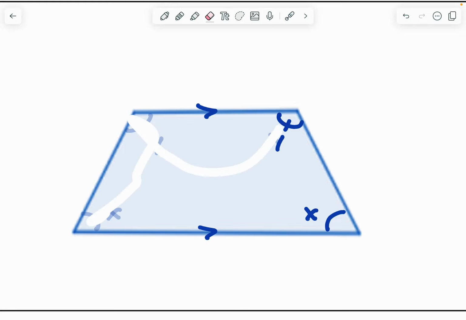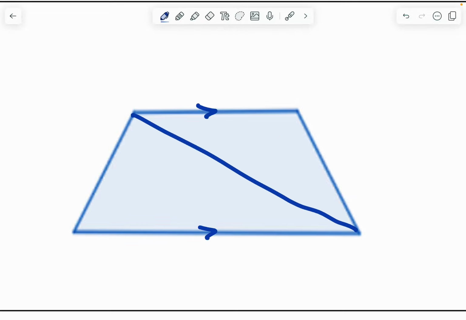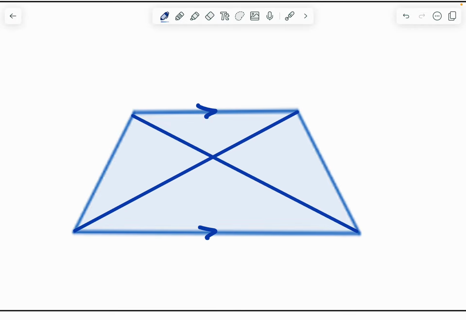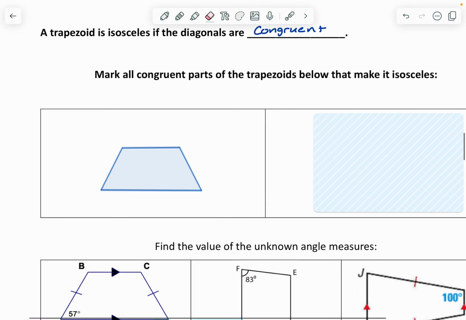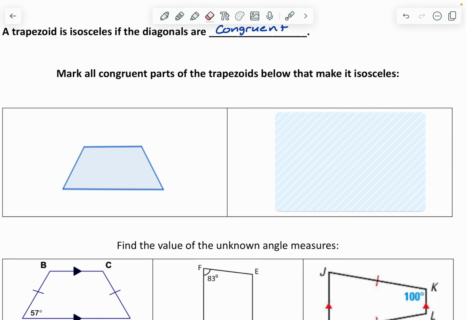And the last one that we have, in a trapezoid, if the diagonals of my trapezoid are congruent, so if these are the same length, then that is enough to say that this is an isosceles trapezoid. Take a second right now and do the same with the example that is on the right.